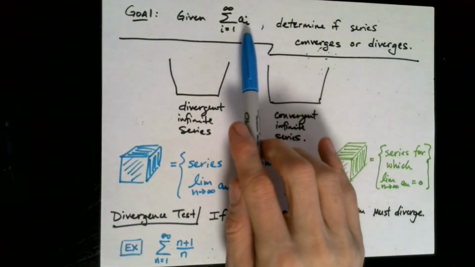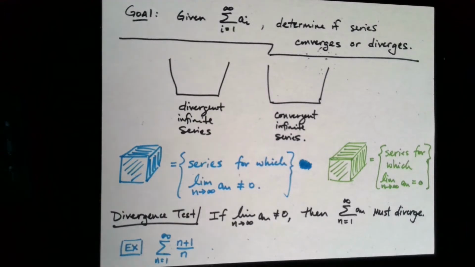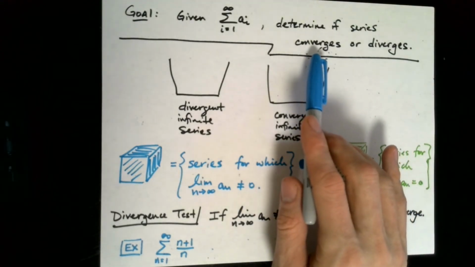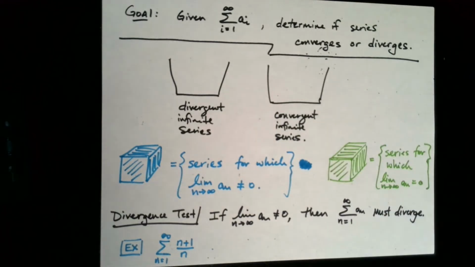The question is, if we're given a series, can we determine if the series converges? In other words, if the value of the series is some number on the number line, or if the series diverges, if the value of the series is not defined, or if the value of the series is plus or minus infinity. And the primary tool that we can use in terms of making such an assessment is what we're going to call the divergence test.